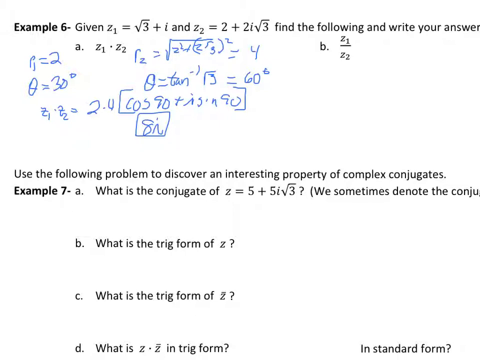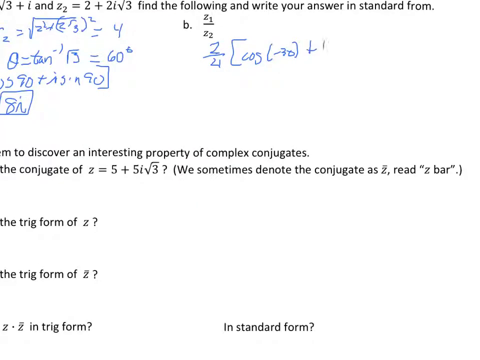All right, Z1 over Z2 now. So now it's 2 over 4, and now we subtract the angles. So we get 30 minus 60, so we get the cosine of negative 30 plus i sine of negative 30. Okay, so it gives us 1/2 times, what's the cosine of negative 30? Root 3 over 2 plus sine of negative 30, which should be negative 1/2.